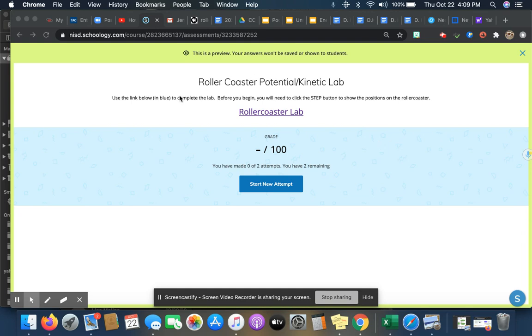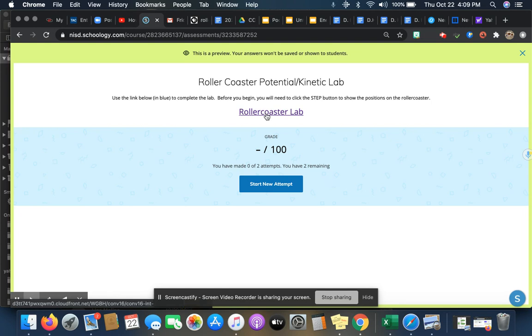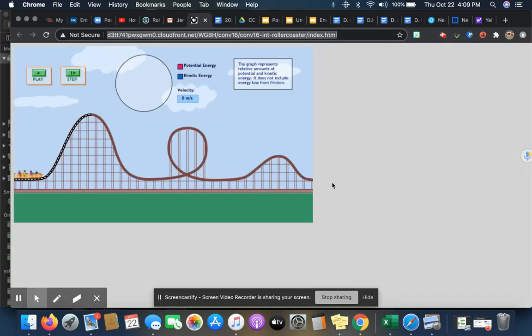This is the teacher view, or my personal copy, and it says that this is a preview, meaning this is what it should look like to you guys. So this is our roller coaster lab. You're going to use the link below, which is in blue, to complete this lab. Before you begin, you need to click the step button to show the positions on the roller coaster. If I click this link right here, it should open up a separate tab, which it probably won't because it's in preview. Let me go here. And this is what you're going to see. It's going to open up to this website, okay?